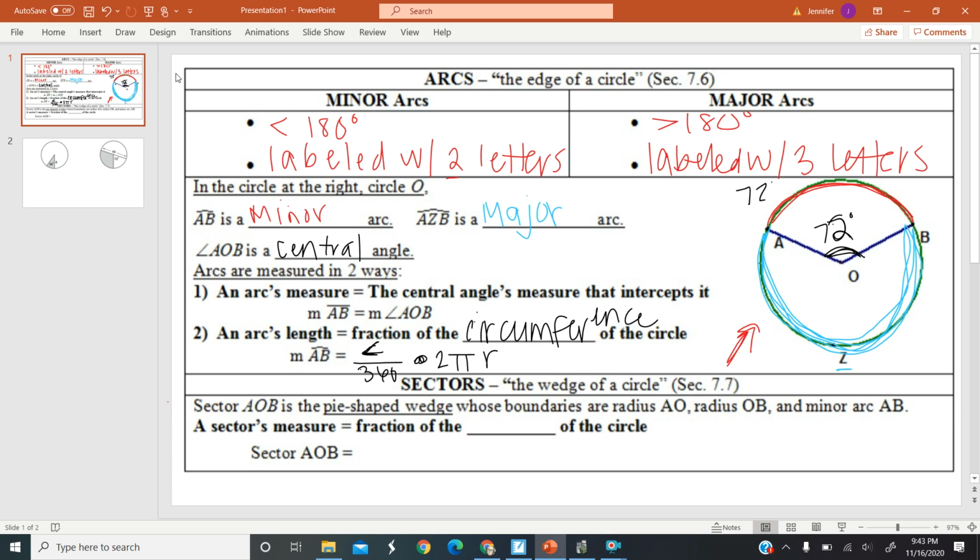Again, I'm just going to throw a random number up here. Say that the radius of the circle is 6. If you wanted to find the actual arc length, you would use the degree of the central angle, which is 72, divided by 360, and then times 2 times pi times the radius, which is 6. Then you would type all of that into your calculator to find the answer.